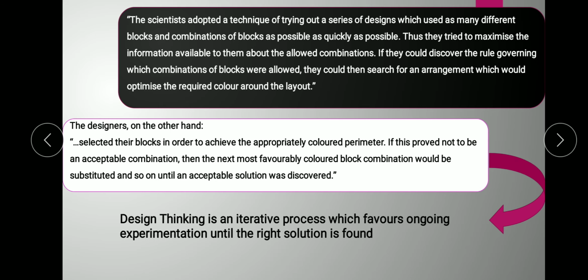The designers, on the other hand, selected their blocks in order to achieve the appropriately colored perimeter. If this proved not to be an acceptable combination, then the next most favorable colored block combination would be substituted. So whereas the scientists were constantly thinking and analyzing the solution, the designers started doing the entire project. So this is the difference between analytical thinking and design thinking.